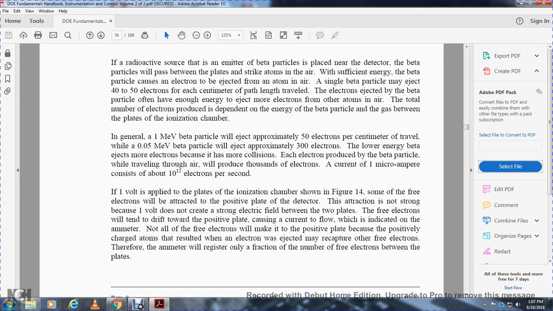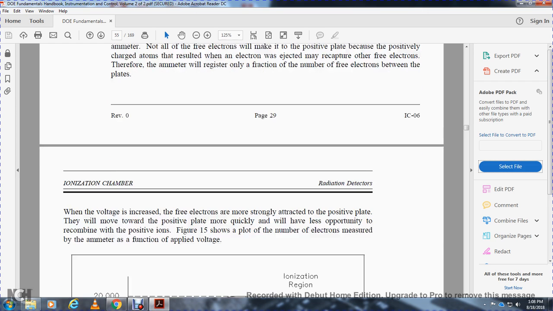If 1 volt is applied to the plates of the ionization chamber, as shown in figure 14, some of the electrons are trapped by the positive plate of the detector. The attraction is not strong enough because 1 volt does not produce a strong electric field between the two plates. The electrons will tend to drift toward the positive plate, causing current to flow, which is indicated by the ammeter. Not all of the electrons will reach the positive plate because of the positively charged atoms. An ejected electron may be recaptured, therefore the ammeter will register only a fraction of the number of electrons between the plates.